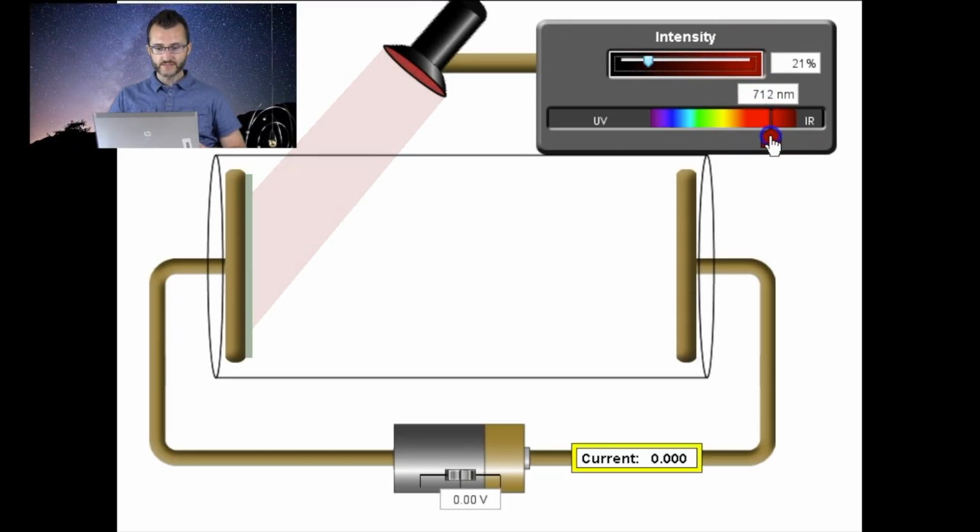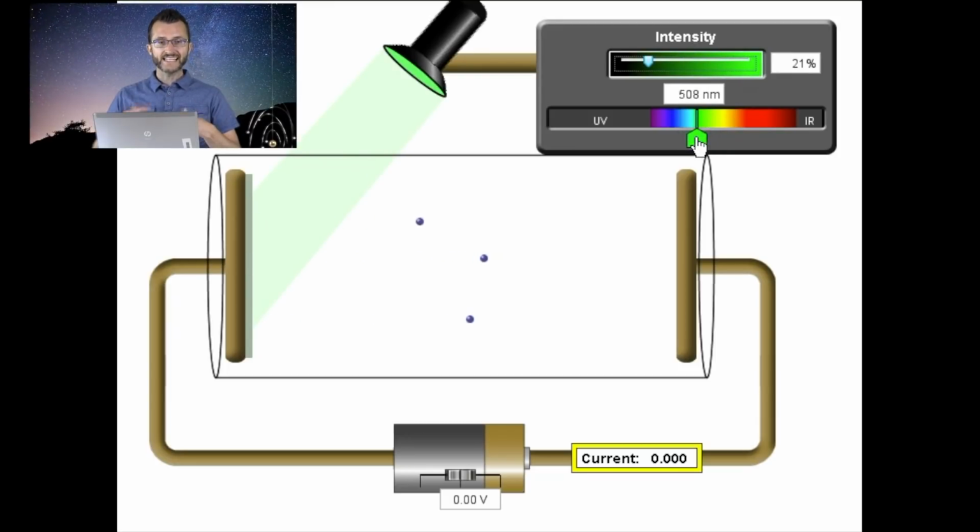All right, I'm gonna go back down to a little bit lower intensity. Let's raise the frequency now. Changing the color of the light. And eventually, I hit a frequency that is carrying the exact right amount of energy to remove electrons. So electrons are coming off that metal surface.